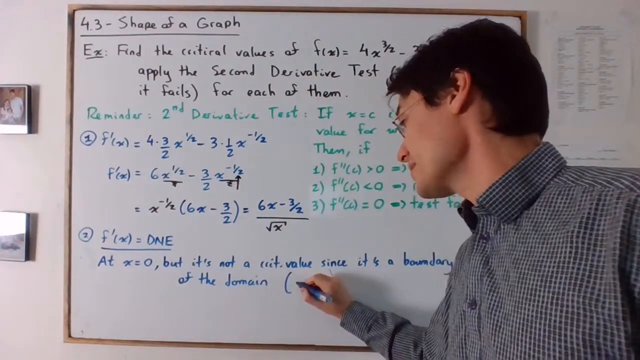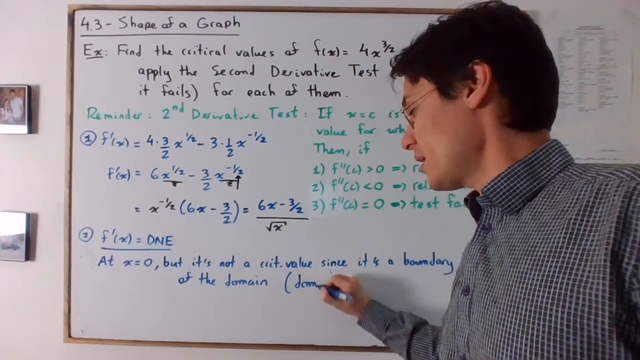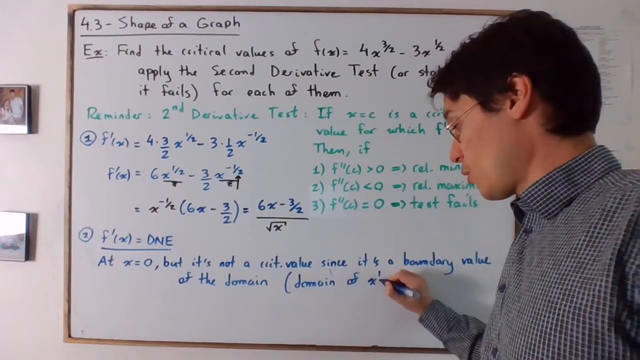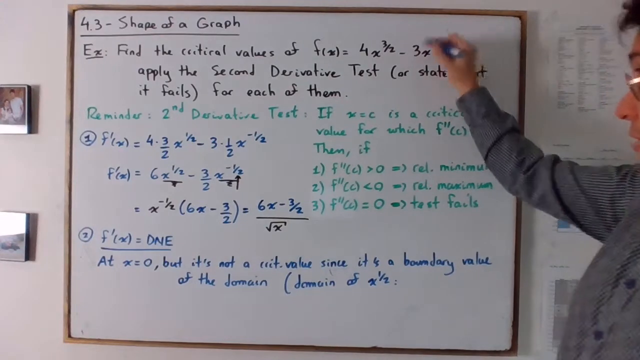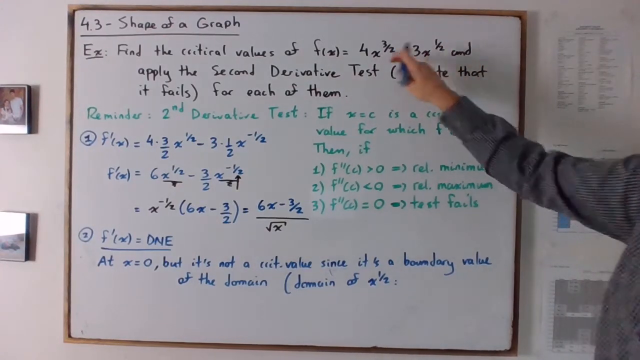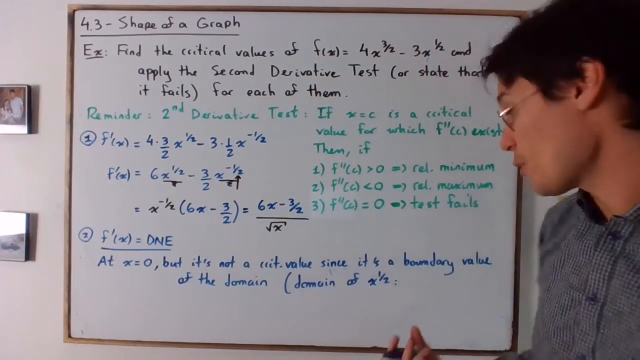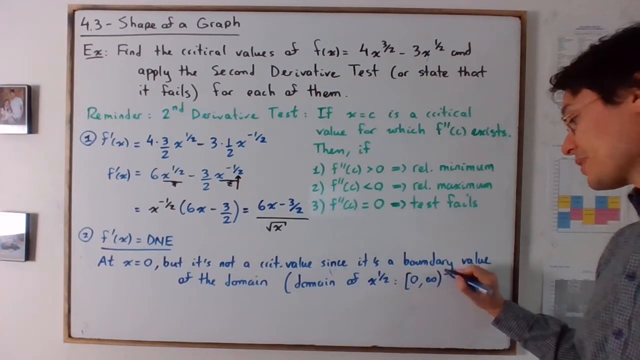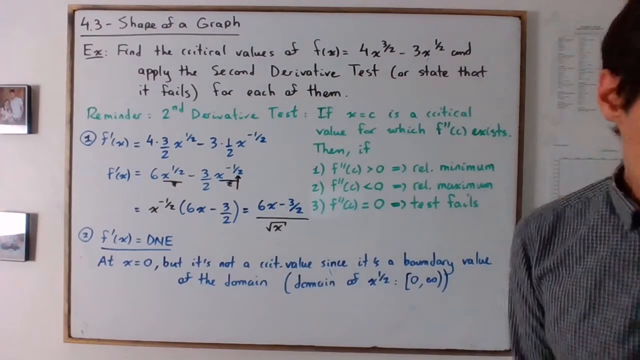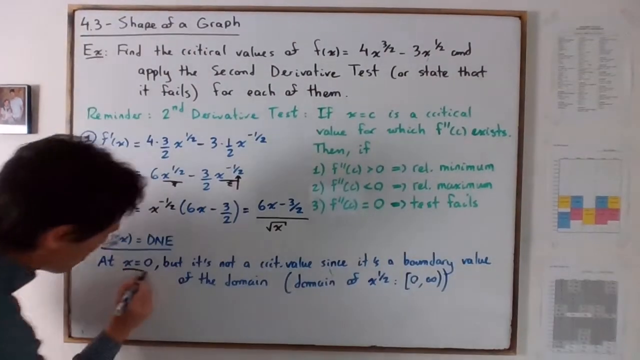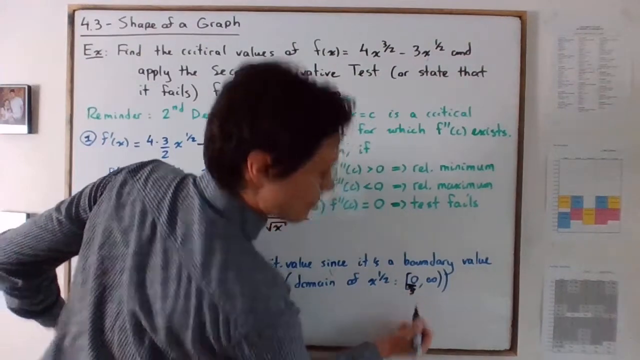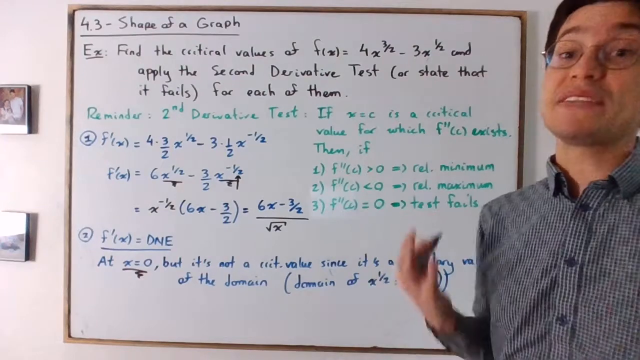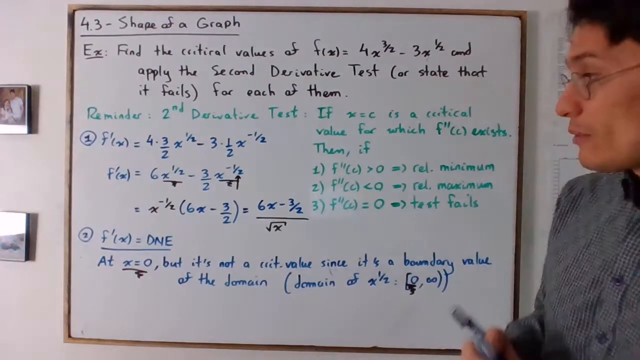So just as a reminder, the domain of square root of x, x to the 1/2, I'm taking the x to the 1/2 that's over here, but x to the 3/2 has the same domain. It is from 0 to infinity. So x equals 0, as you can see, we're talking about this boundary value. And remember that it is not a critical value. A critical value must be an interior point. So now let's push on.